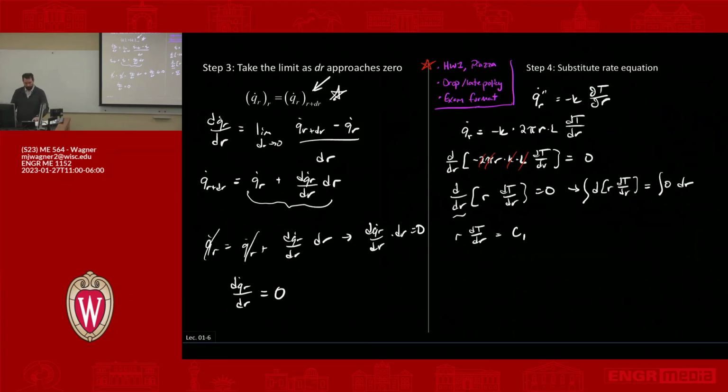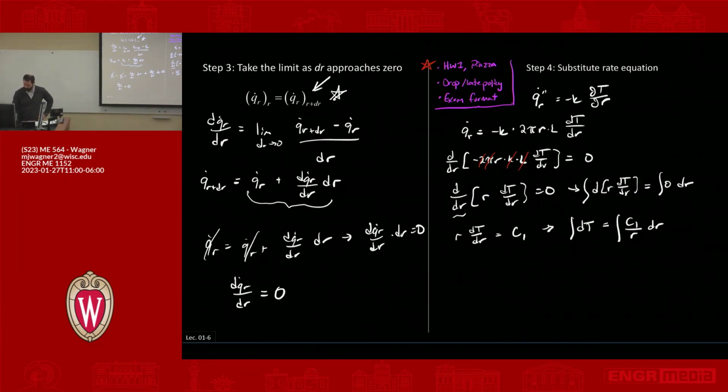Carrying on, we now need to separate the variables. On the left-hand side we have r over dr and dT. We want the stuff with r to go to the right-hand side, so let's multiply both sides of the equation by dr and divide both by r. We end up with dT equal to C1 over r times dr. And integrate both sides.